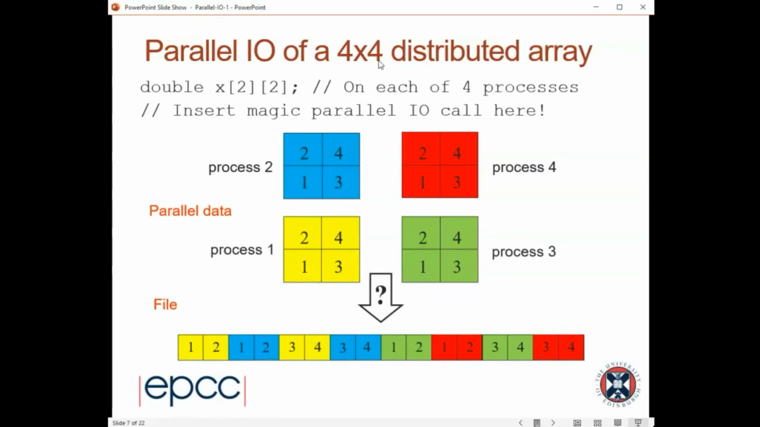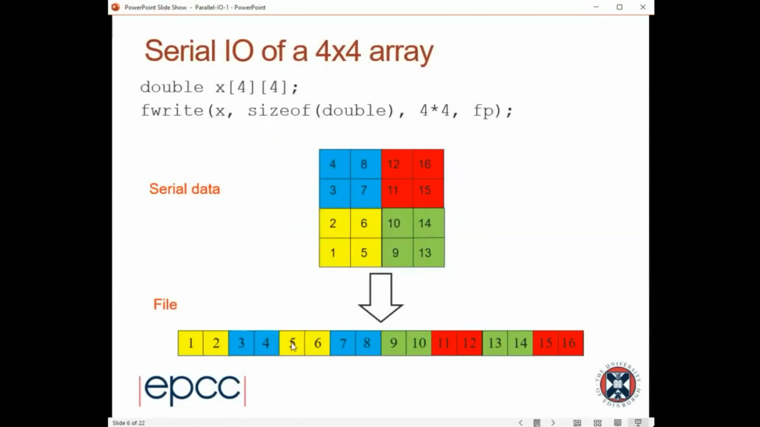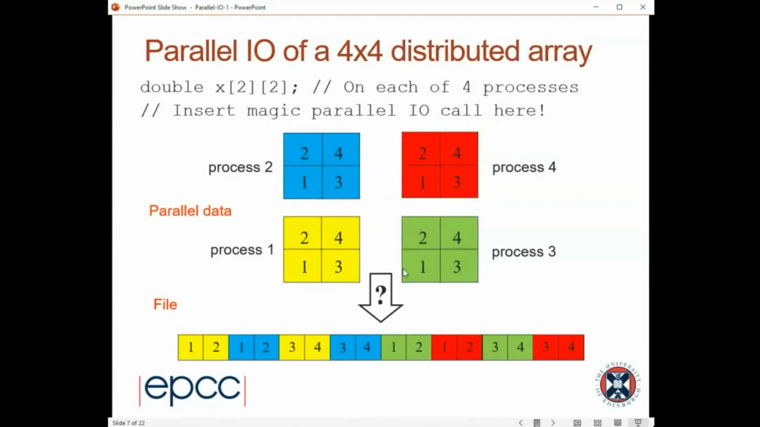So, okay, how are we going to do parallel IO of a 4x4 distributed array? If I wrote a parallel program, each process, say in MPI, would have its own 2x2 array. So process 1, process 2, process 3, process 4 would each have their little array of 4 doubles, which we're thinking of as being a local 2x2 array. How do we achieve for this data to be written out into this format, which is the same as the serial format? The yellow data, the blue data, the red data, and the green data written out in their correct place. How do we do that?